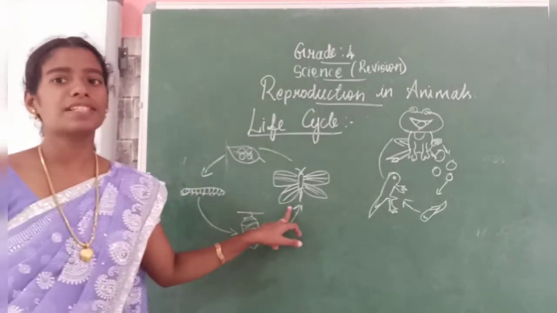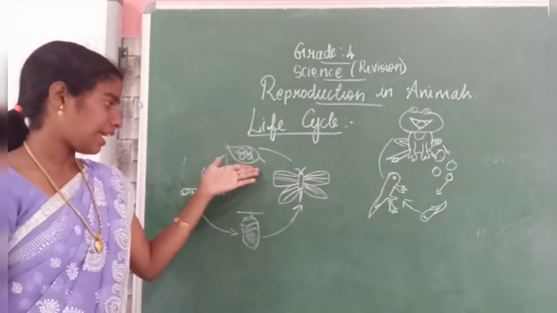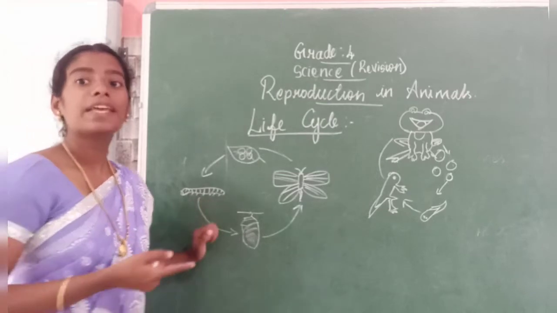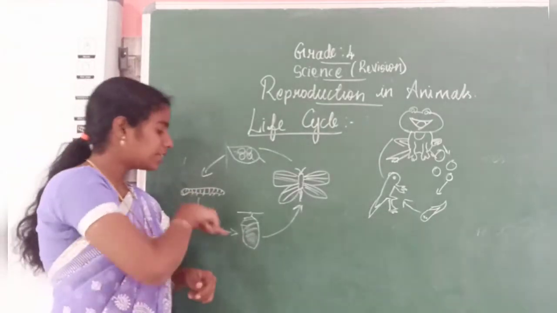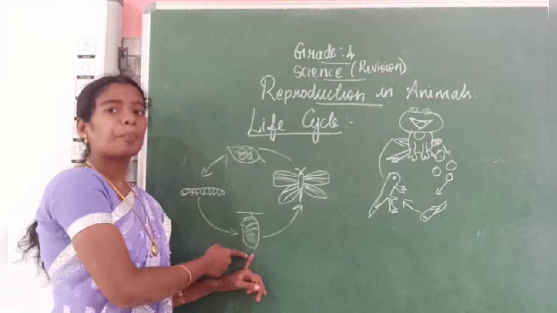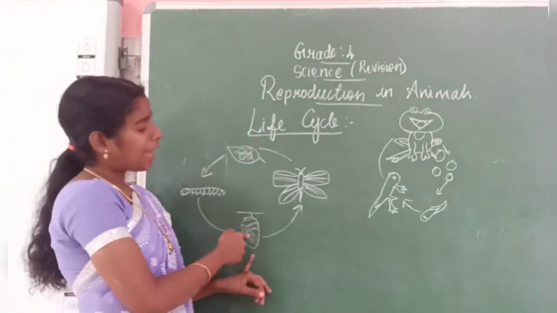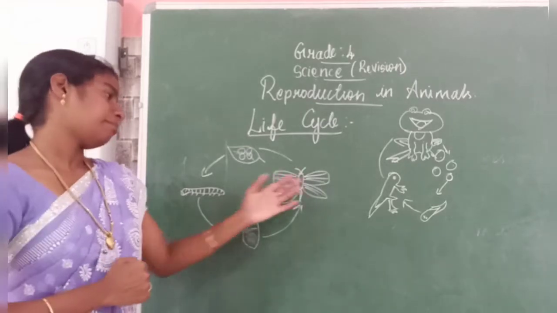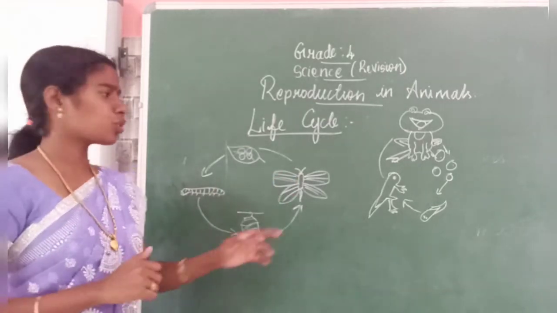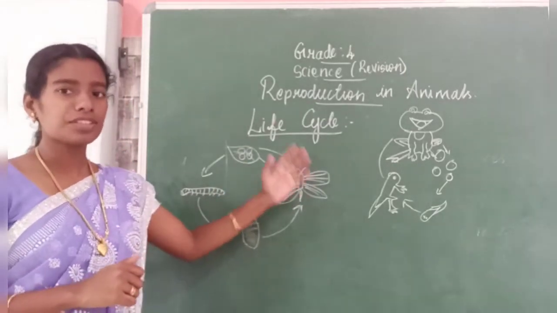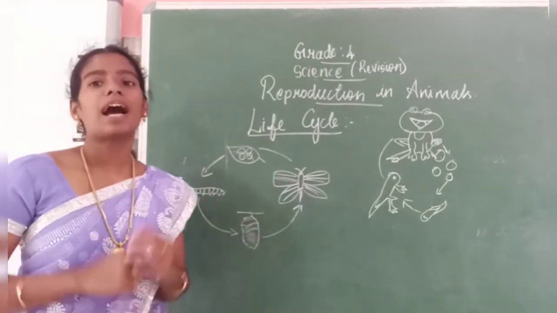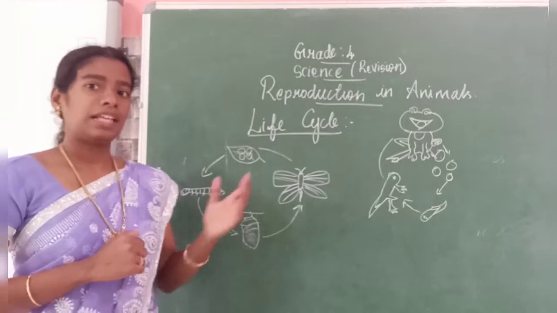This butterfly will lay eggs. It will hatch into a caterpillar. Then it will change into a pupa. After the pupa, it will come out as a colorful butterfly. So this is a life cycle. The stages it crosses before reaching adulthood are called the life cycle.